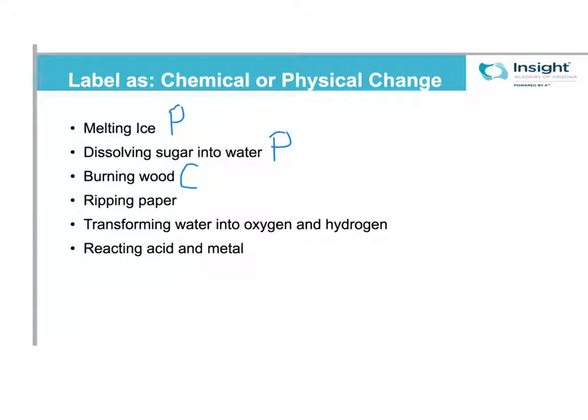Ripping a piece of paper. If I take a piece of paper and rip the corner off, both things are still paper. It's just 2 pieces of paper instead of 1. Since it's still paper, that's going to be a physical change.